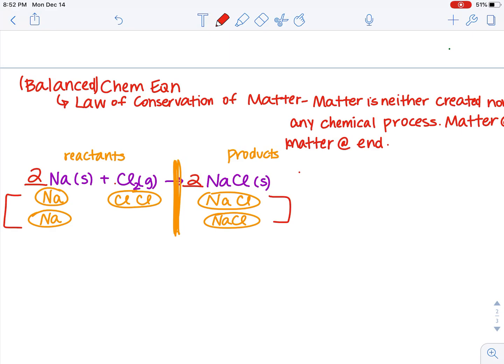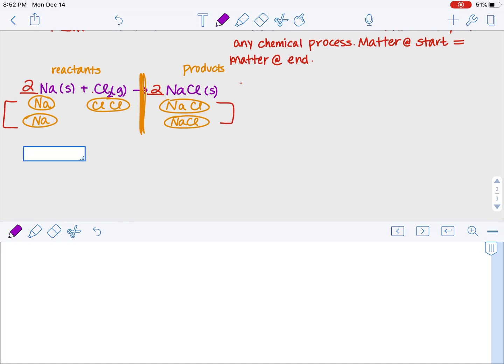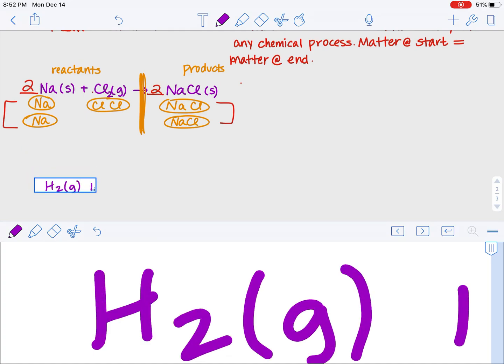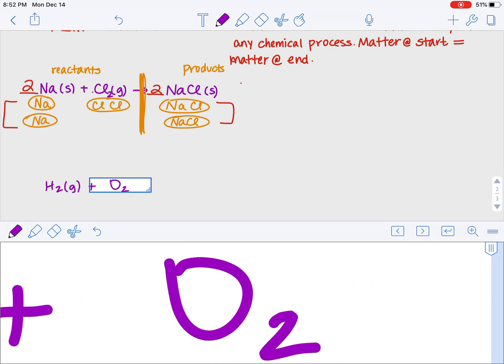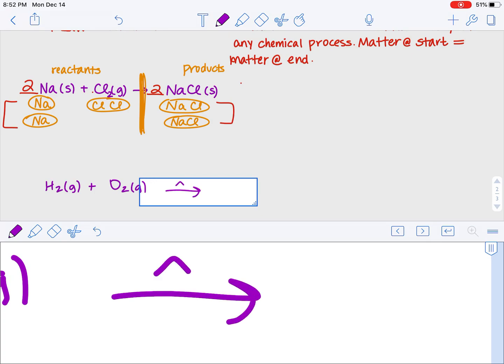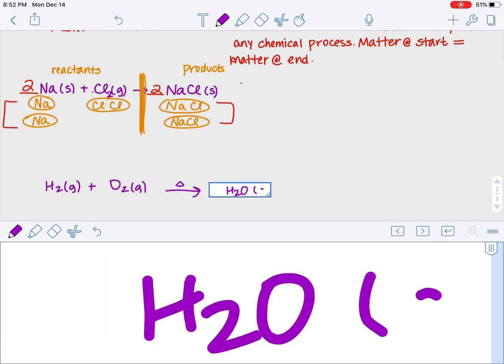Let's try the next example we did together. The second example we did together was the formation of water. We had hydrogen gas reacting with oxygen gas to produce, when heated, dihydrogen monoxide vapor, or gas.